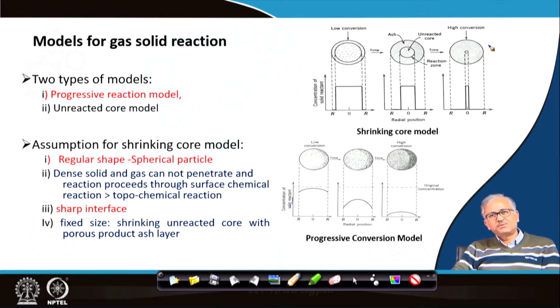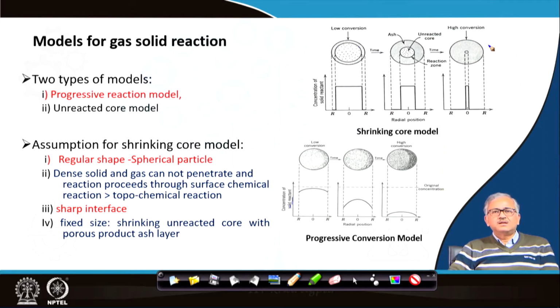And for the shrinking core model, some assumptions are there, because if you want to write a model, if you want to give some handy correlation between the time and the fractional extraction, or the fractional reaction versus time, a very simple analytical correlation, then I have to make some assumptions that make the expression simpler. So the first assumption in the shrinking core model is a regular shape. For the sake of it you consider a spherical particle, a perfectly spherical particle.